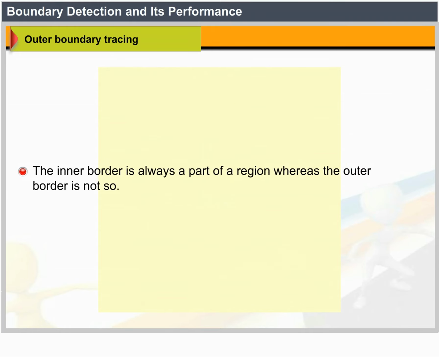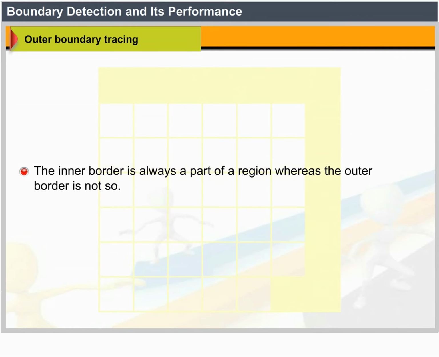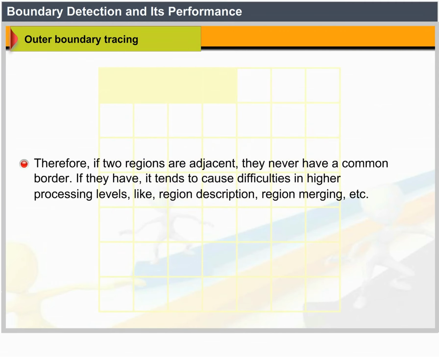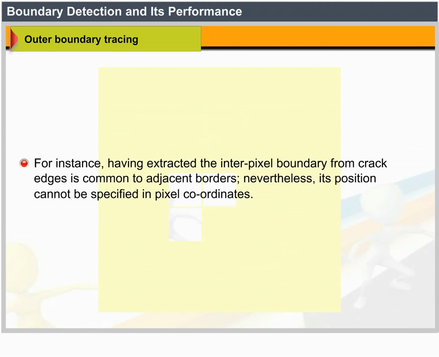The inner border is always part of the region, but the outer border is not like that. Therefore, if 2 regions are adjacent, they never have a common border, which causes difficulties in higher processing levels with region description, region merging, etc. The interpixel boundary extracted, for instance, from crack edges is common to adjacent borders. Nevertheless, its position cannot be specified in pixel coordinates.